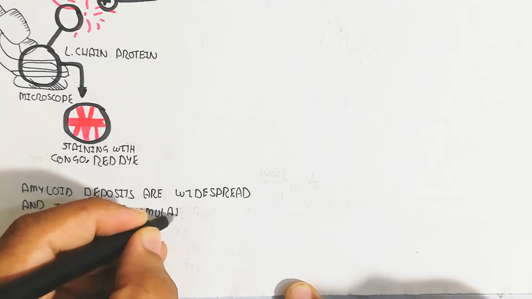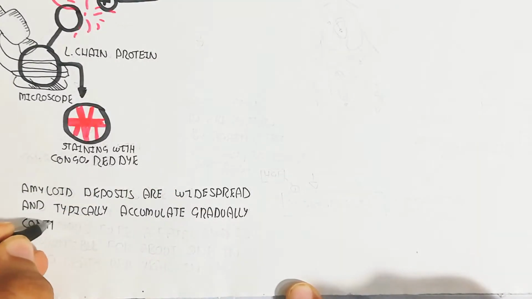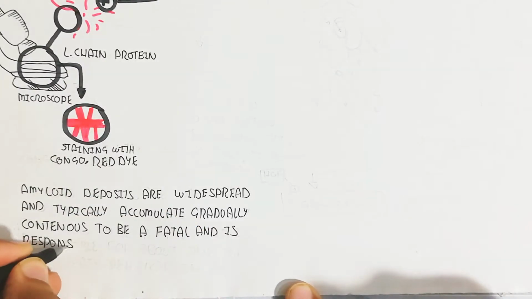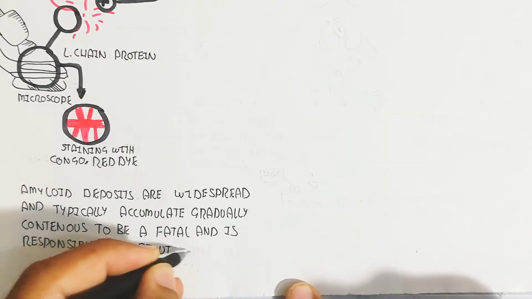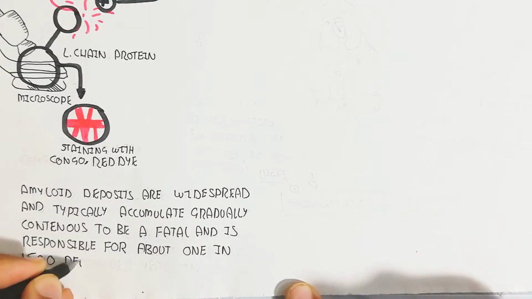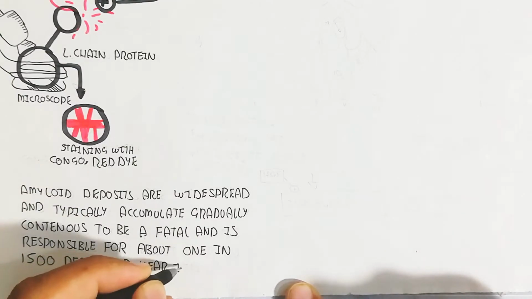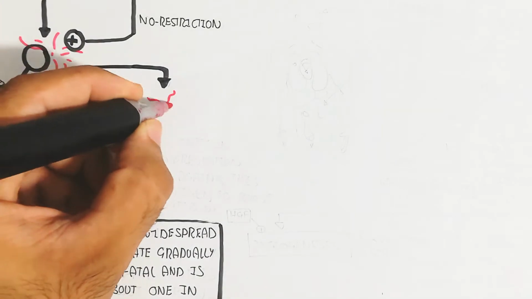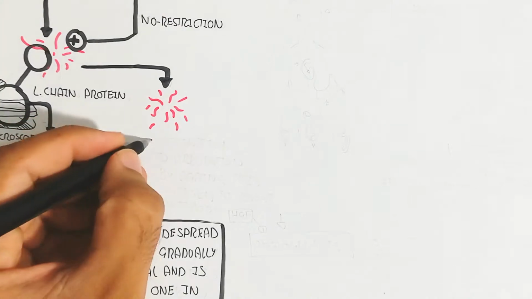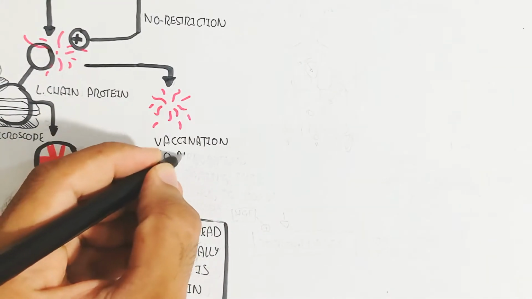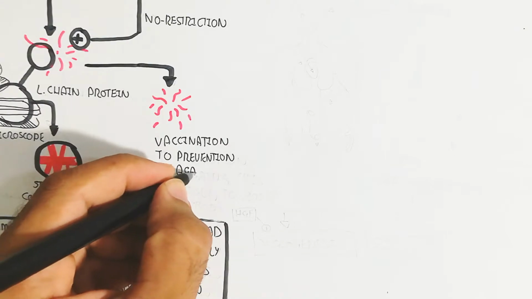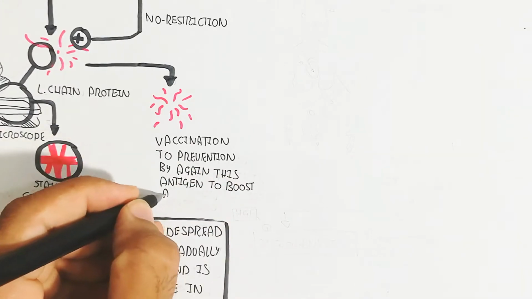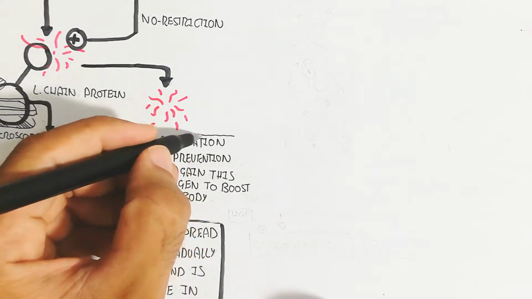So anyhow, here the amyloid deposits are widespread and typically accumulate gradually, continue to be fatal, and are responsible for about 1 in 1500 deaths per year in the UK. So this is a study showing it. So let's begin to understand this is the amyloid, and vaccination is for prevention against this antigen again, to boost antibody, which will prevent these amyloid fibrils.